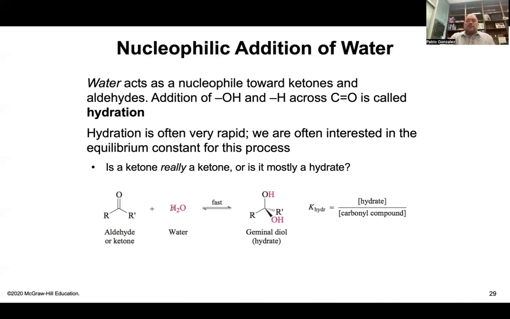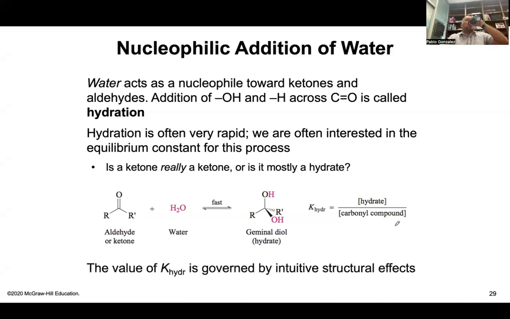So the ketone in the presence of water, this is going to be the product, okay? It's going to be the geminal diol or the hydrate. It's the same thing, okay? And this is going pretty fast. The constant for this equilibrium is going to be the product over the reactant. The product is going to be the hydrate. The reactant is going to be the carbonyl group. It could be a ketone or aldehyde. The value of the constant of hydration is governed by intuitive structural effects. We're going to go over that in the next couple of slides.